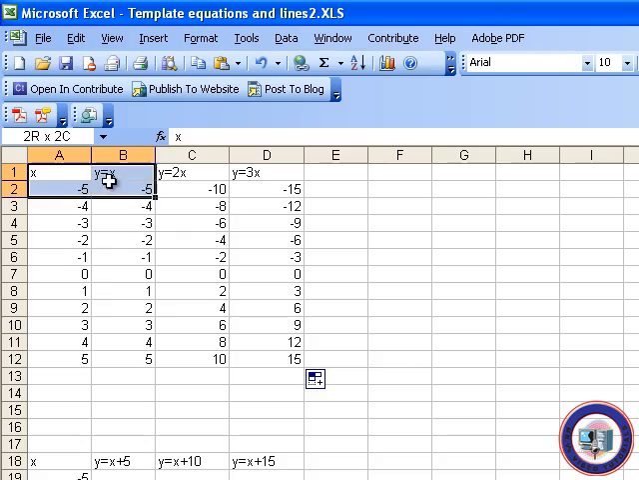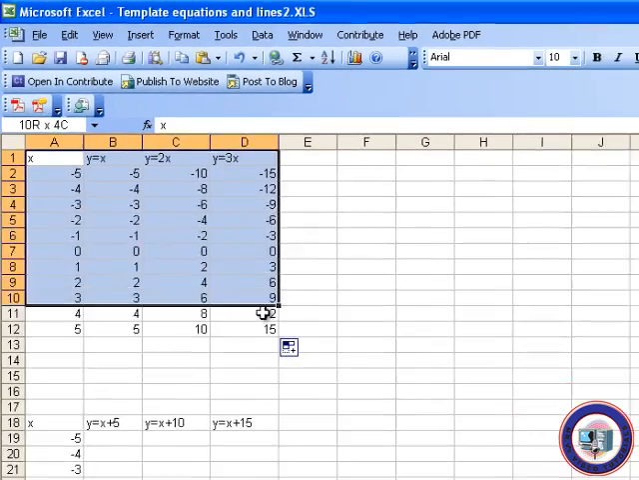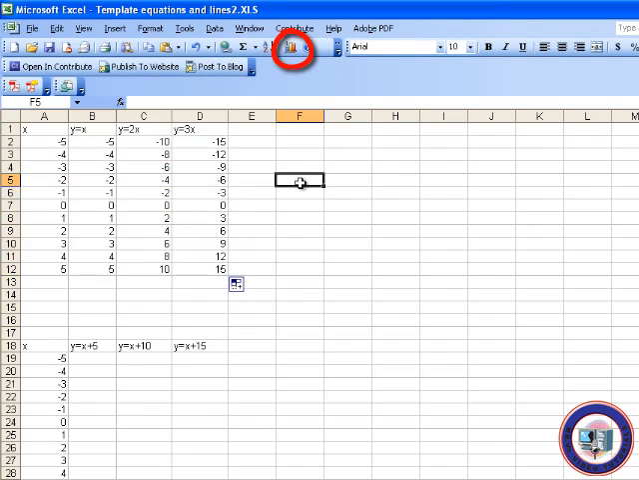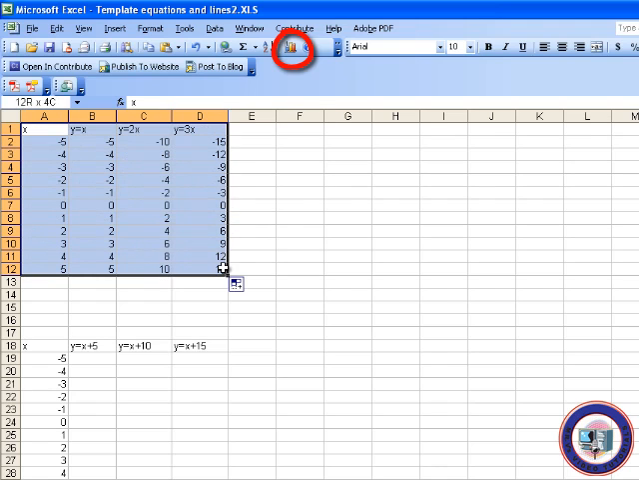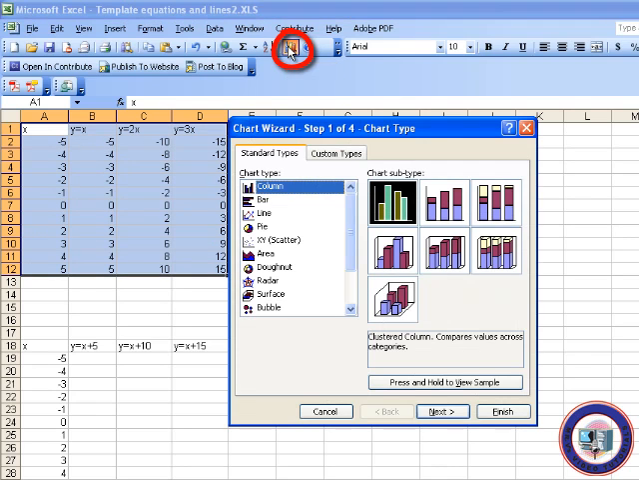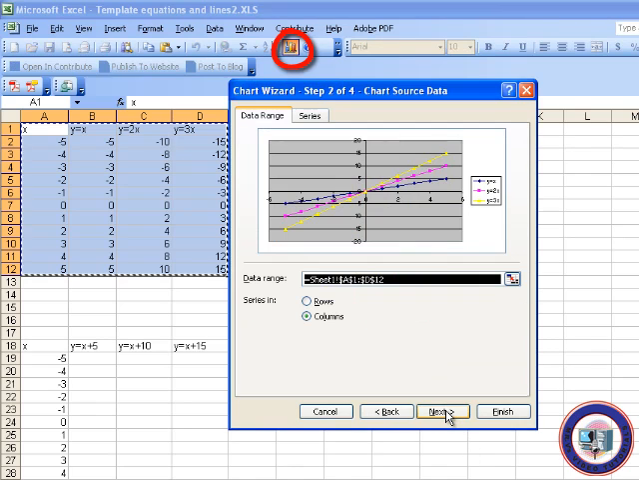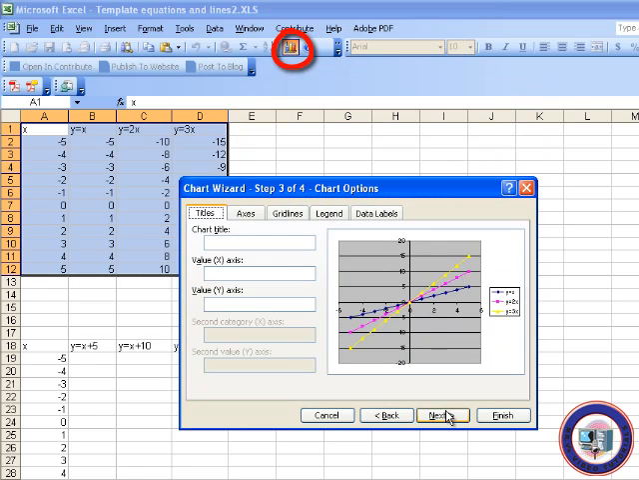And let's graph these. Now this would take you probably at least half an hour to do a great job of it. We can do it in a minute. I highlight from X, including the labels, all the way down to 15. I click on this chart wizard button. I choose XY scatter graph and choose this middle one. Then I go next and next.